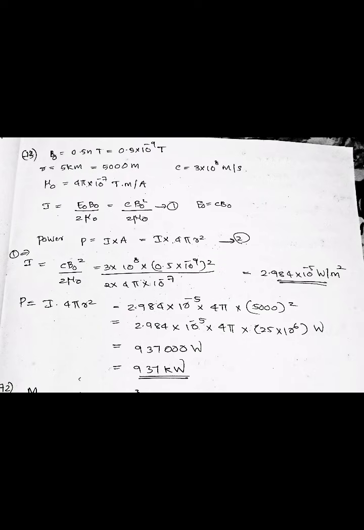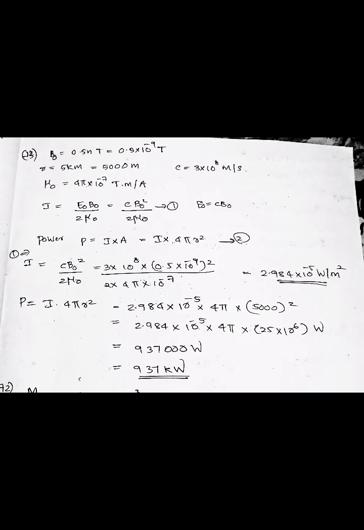So we can write equation number 1 as I is equal to c B0 square divided by 2 mu 0. This is equal to 3 into 10 power 8 into 0.5 into 10 power minus 9 the whole square divided by 2 into 4 pi into 10 power minus 7. This is equal to 2.984 into 10 power minus 5 Weber per meter square. So here power P is equal to I into 4 pi r square. This is equal to 2.984 into 10 power minus 5 into 4 pi into 5000 square.